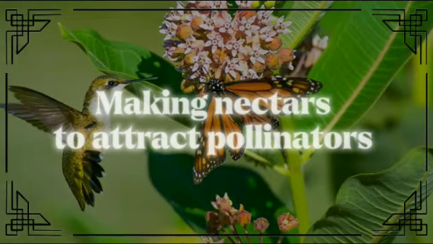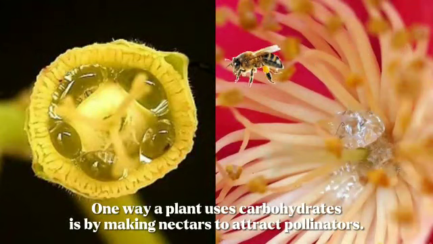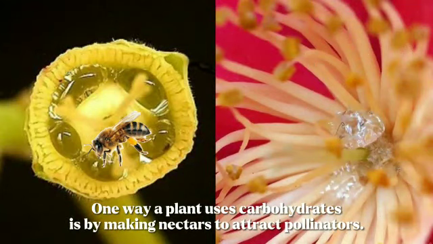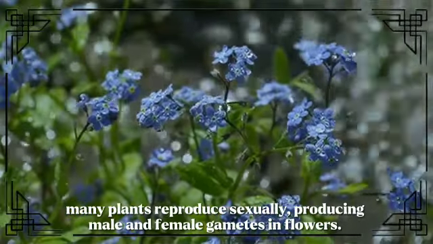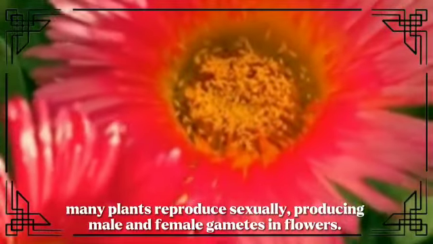Making nectars to attract pollinators. One way a plant uses carbohydrates is by making nectars to attract pollinators. Many plants reproduce sexually, producing male and female gametes in flowers.